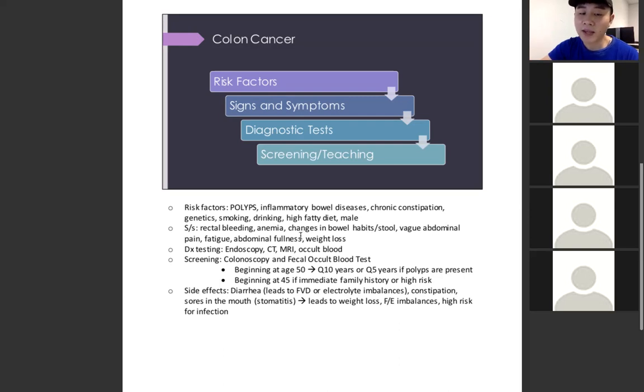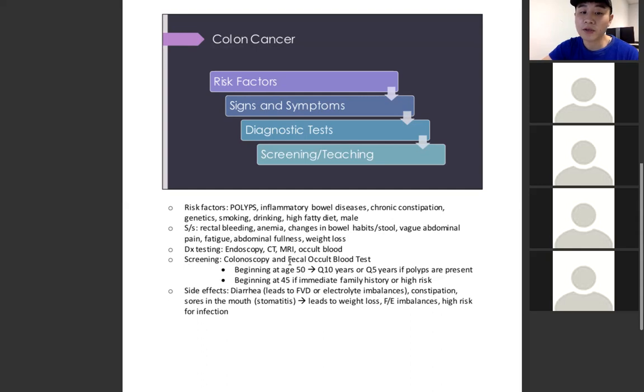Vague abdominal pain, fatigue, abdominal fullness, weight loss. Diagnostic testing for colon cancer includes endoscopy, CT scan, MRI, and occult blood. Occult blood is the diagnostic where they take a sample of stool from our body, and then they check if there's blood inside it.